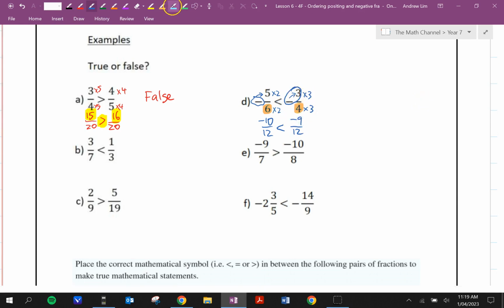So now we can compare the numerators, because the denominators are the same. Is minus 10 less than minus 9? Is the arrow pointing at the smaller number? Yes, it is. So this is true. Pause the video and have a go with B, C, E, and F.